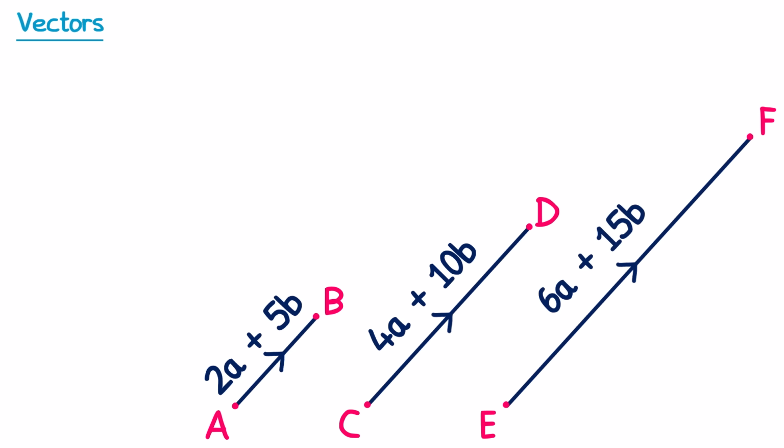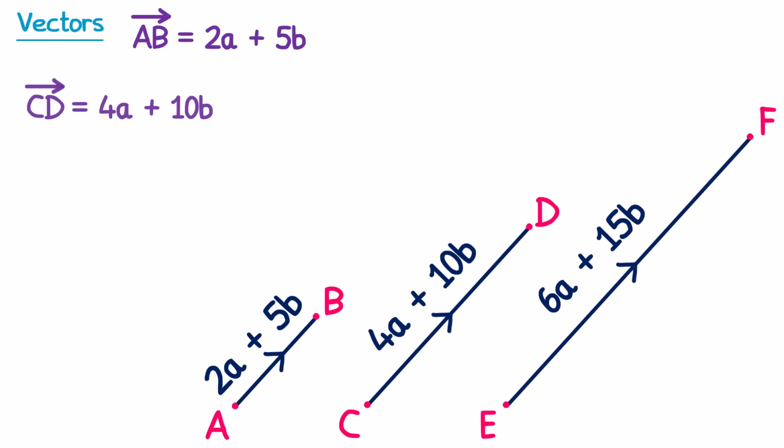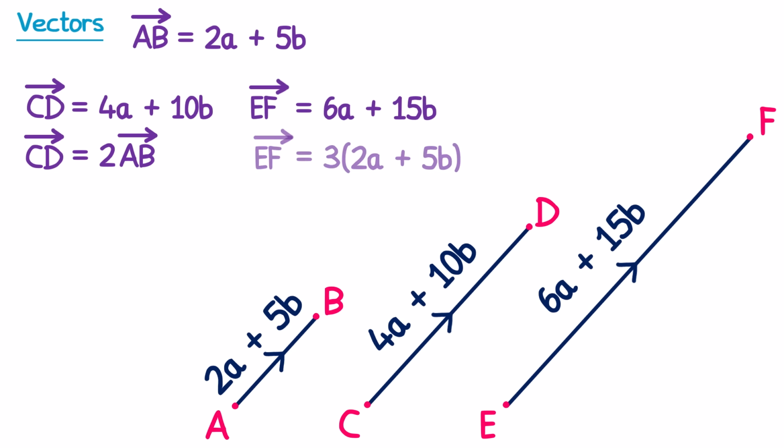So we could write down the vector from A to B is 2a plus 5b, and the vector from C to D is 4a plus 10b. But we could factorize this one here. There's a common factor of 2. So if you factorize out a 2, we could write it as 2 lots of 2a plus 5b. But this part here, 2a plus 5b, is exactly the vector AB. That's 2a plus 5b as well. So we could replace that 2a plus 5b with the vector from A to B. In a similar way, the vector EF is 3 lots of the vector AB.